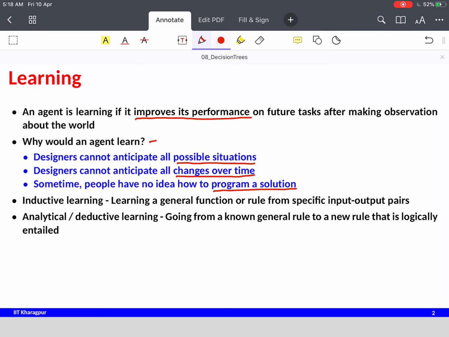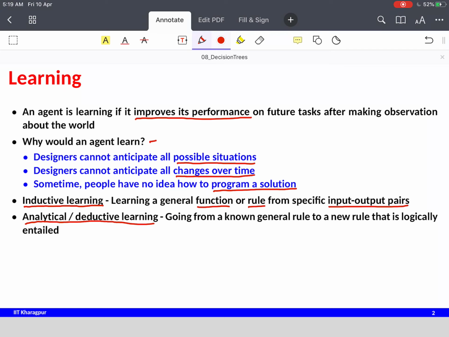So when we talk about learning, it can be classified in many ways. One of the things that you would like to classify here is inductive learning, which is a form where the system learns a function from specific input output pairs. So I'll be given a set of observations, the inputs and the corresponding outputs. By looking into this set of input output pairs, I would like to find a general function or a rule so that I can predict for future observations.